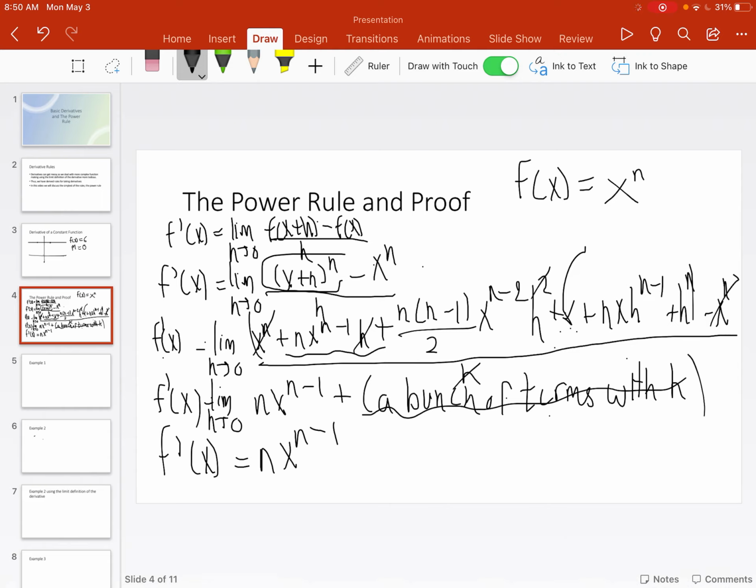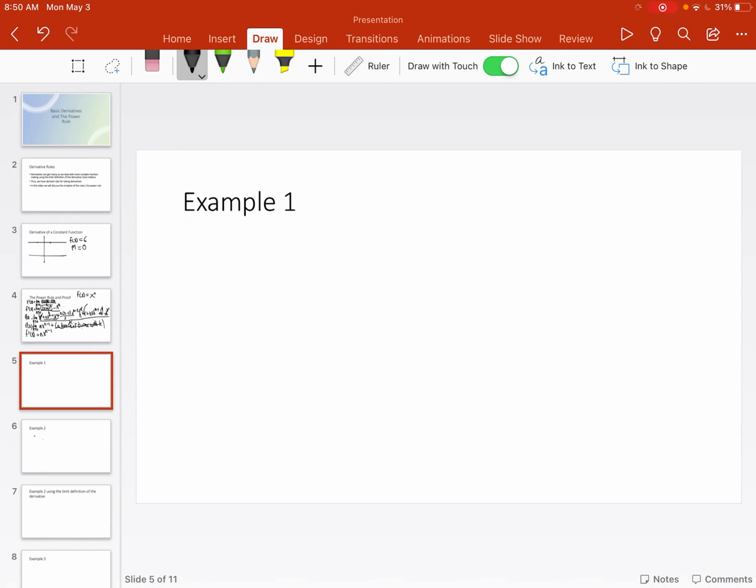So now we've got this cool new fancy rule. How do we use it? Let's do some examples. For the first example, we're going to start real easy. We're going to start with f of x equal to just x.